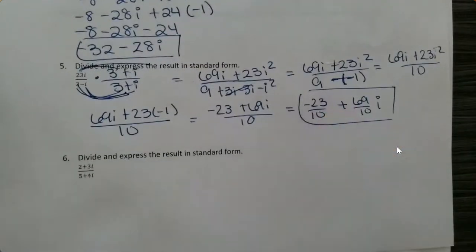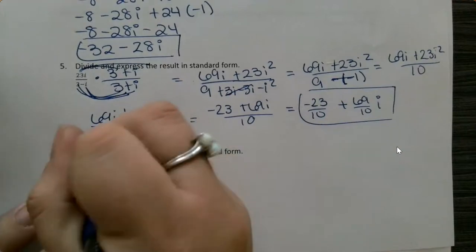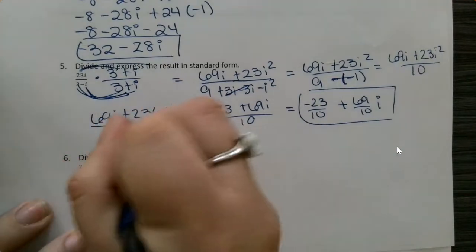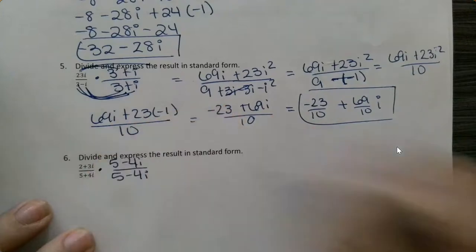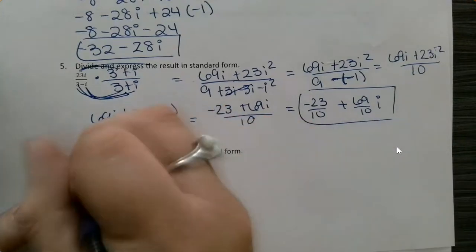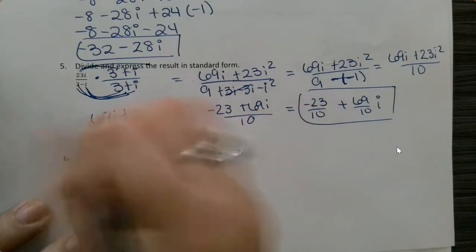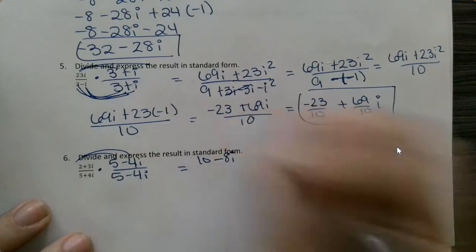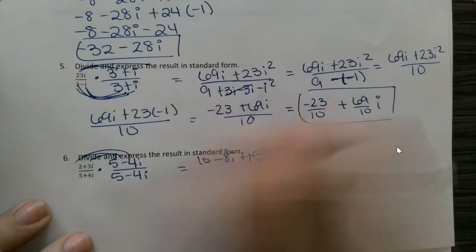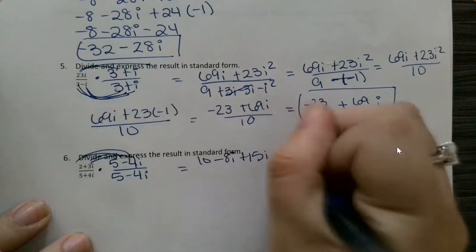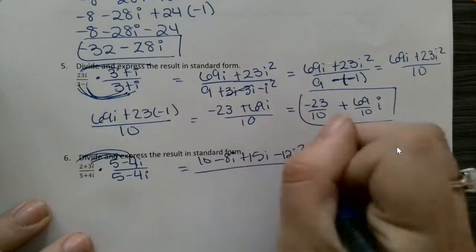Same thing on number 6. I want to rationalize this denominator, so I want to change the sign in the middle and multiply by the complex conjugate, which is 5 minus 4i. On the top, I have 2 times 5 gets me 10. 2 times negative 4 gets me negative 8i. 3i times 5 gets me 15i. 3i times negative 4i gets me negative 12i squared.